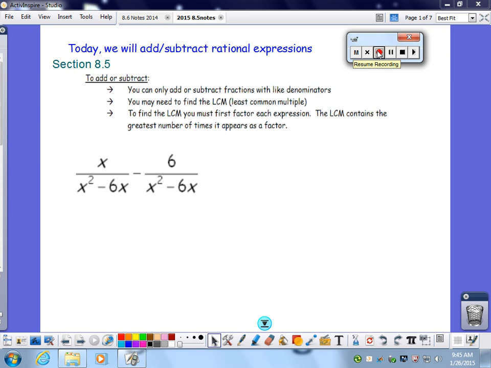Alright, these are the notes 7E. We're going to be adding and subtracting rational expressions. So take a moment and write down the following notes. To add or subtract, you can only add or subtract fractions with like denominators.